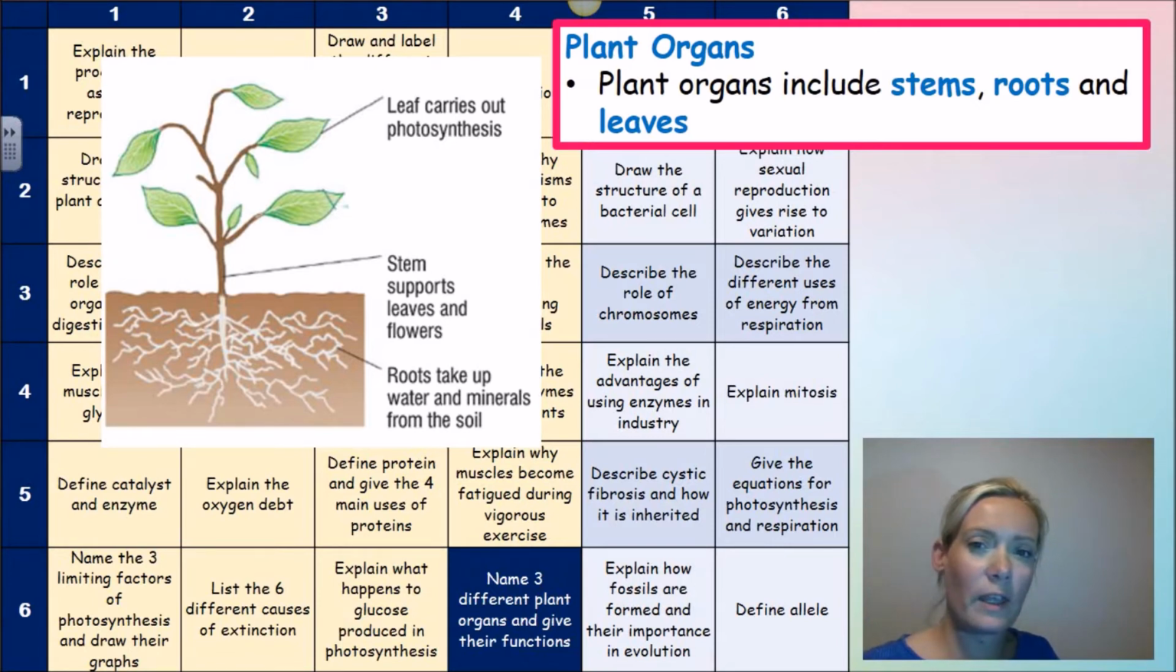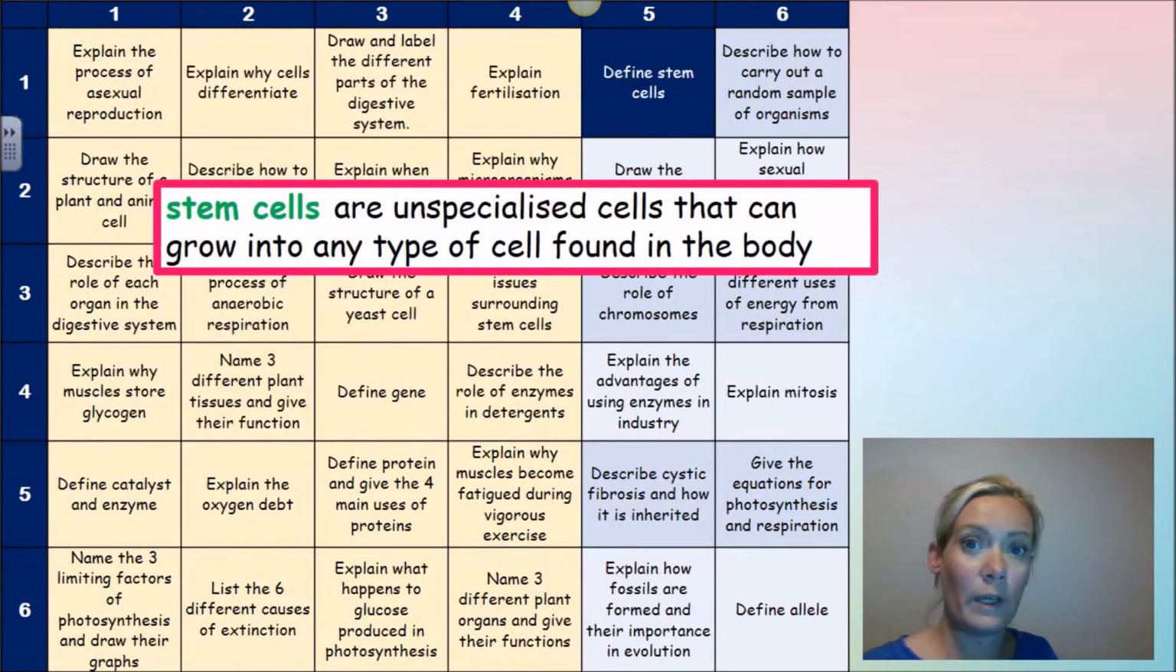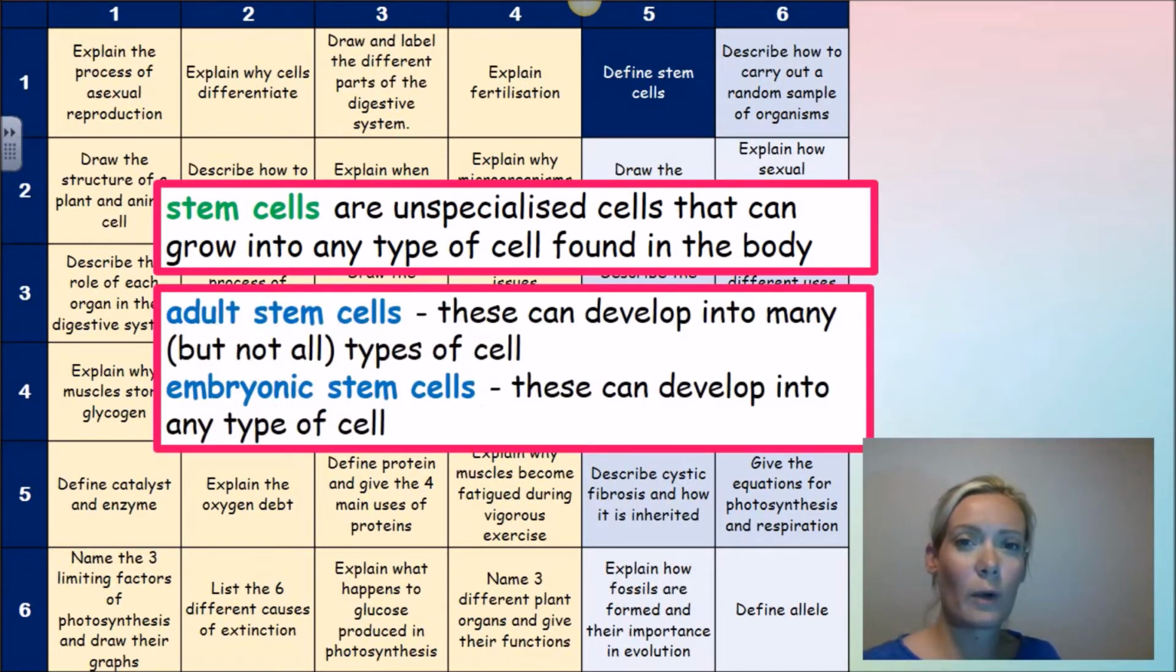So a couple of clear things there with organs and why we need them. Okay, define stem cells. Again, we've already touched on this. Stem cells are unspecialized cells, cells without a role, and they can grow into any type of cell in the body.